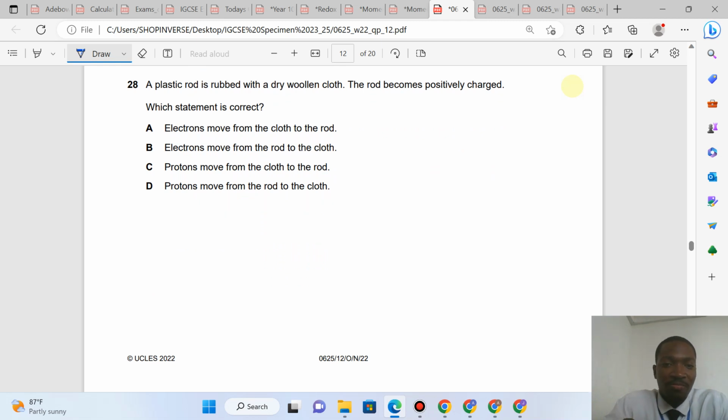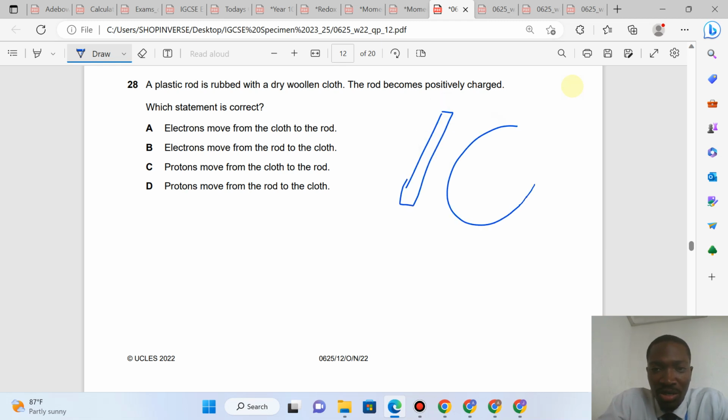Which statement is correct? If you rub a plastic rod with a dry woolen cloth, the rod becomes positive. So if the rod is becoming positively charged, what does that mean for the woolen cloth? That means the woolen cloth becomes negatively charged. If something is becoming positively charged, that means electrons have left the rod and have migrated to the cloth. Electrons are negatively charged, so when the electrons move to the cloth, that makes the cloth negatively charged.